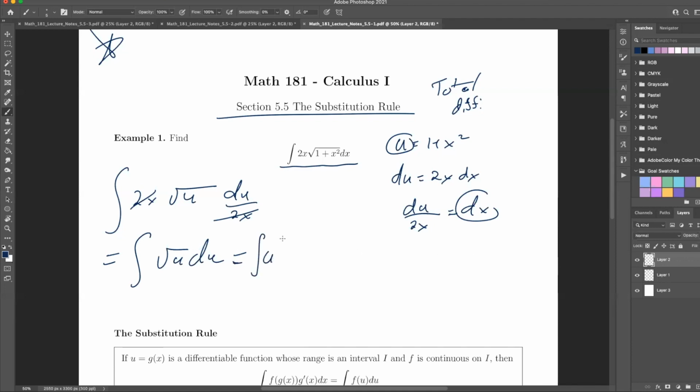Let me write this as the square root of u times 1/2 du, which is easier to see. Here I raise the power by 1, so this is u to the 3/2, and then I divide by it, so over 3/2, plus c. But what was u originally? u was 1 plus x squared, so we can write 2/3 times 1 plus x squared to the 3/2 power.